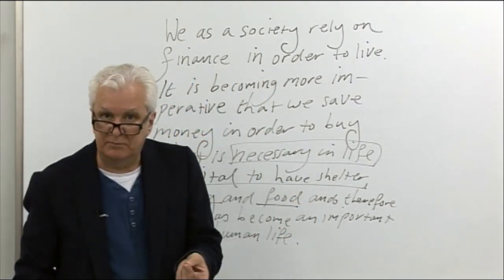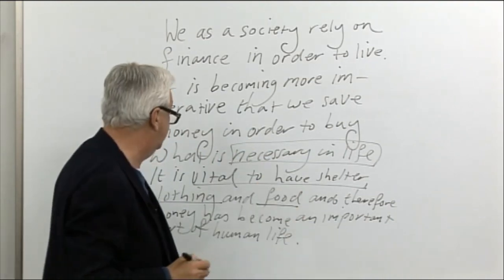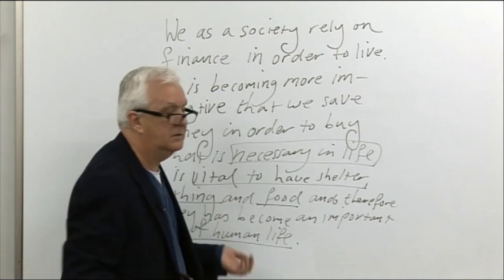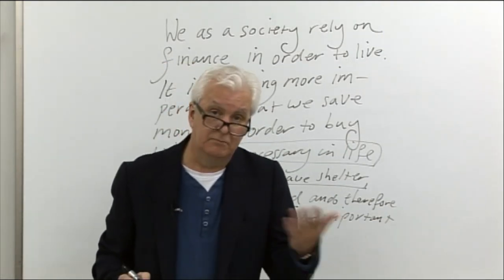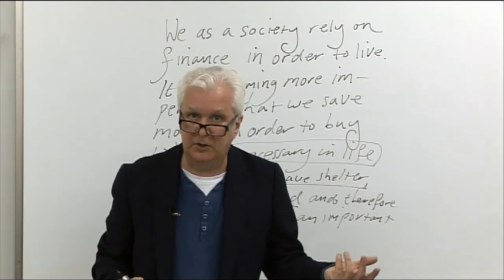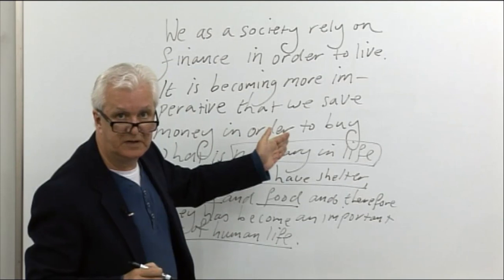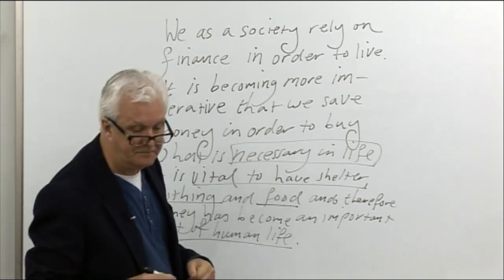That would be my second paragraph. I would put all of those into them. And then my final paragraph would simply be, it's become an important part of human life that we have money. They would be my quick body paragraphs. So again, the examiner looks at it and knows exactly where I'm going with my essay.